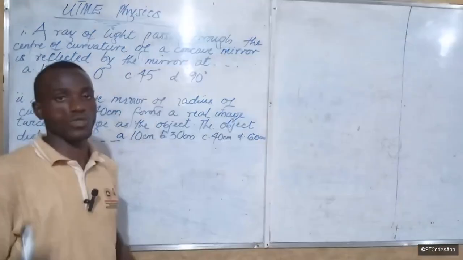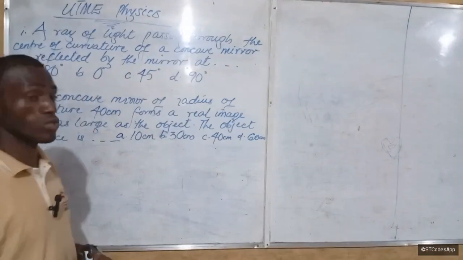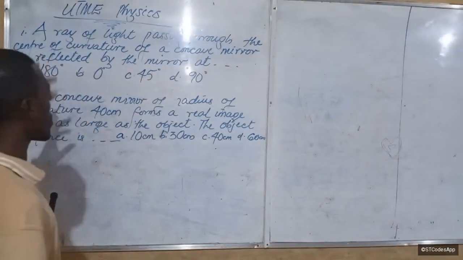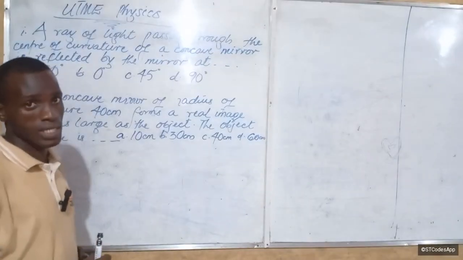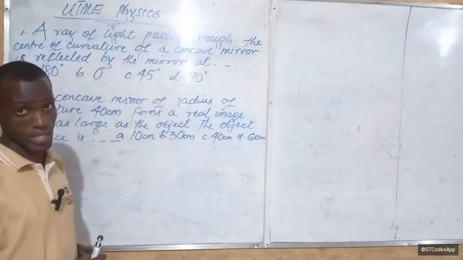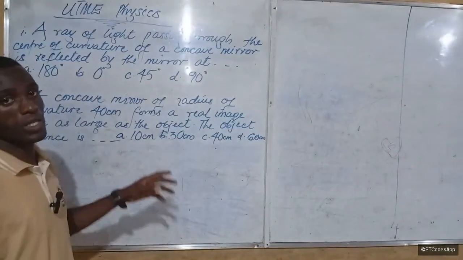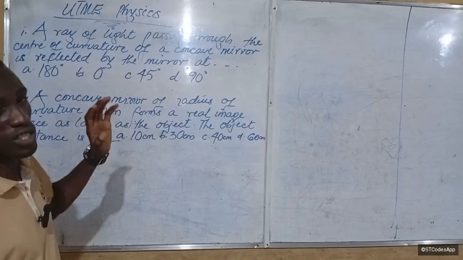If you're writing the 2025 UTME, you're likely to come across this question, which is under the topic of optics in waves and optics. Specifically, this one is under image formation on spherical mirrors.